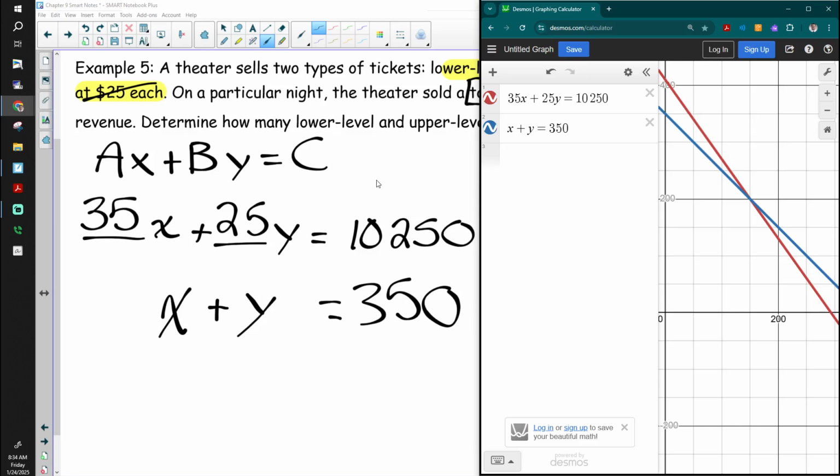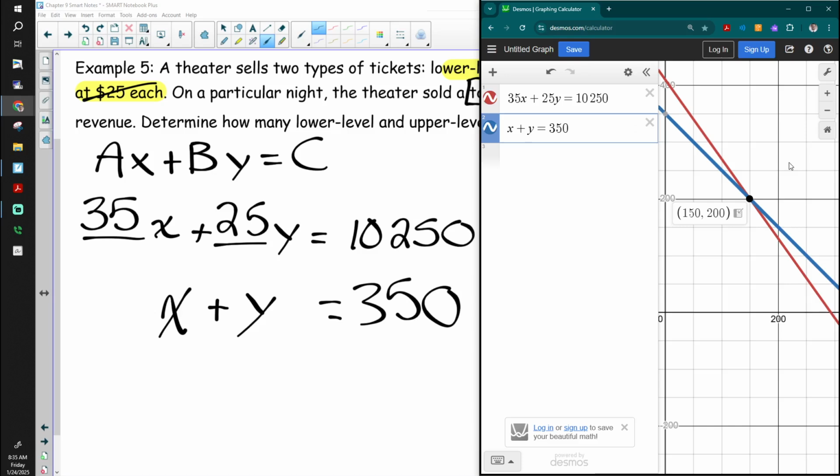Right, the red line represents this equation. This is the amount of money we made. The blue represents the number of tickets we sell. And we're trying to solve this system, which is where our two lines intersect. That point tells us our two missing variables, our x and our y. And this is why it's important to remember, what does x represent, what does y represent. What did x represent over here? Which type of tickets?